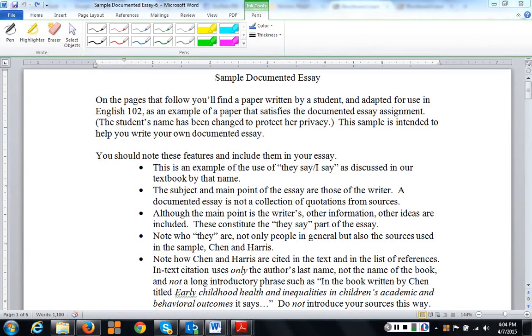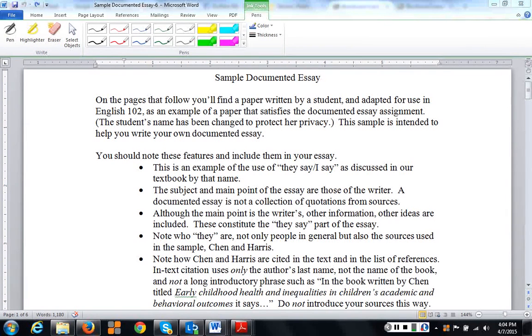Stevens, and I want to talk to you about the documented essay. You need to write a documented essay in this course, English 102, and I'm sure that many of you have probably never done this before. Now, a few words about the context for this assignment.